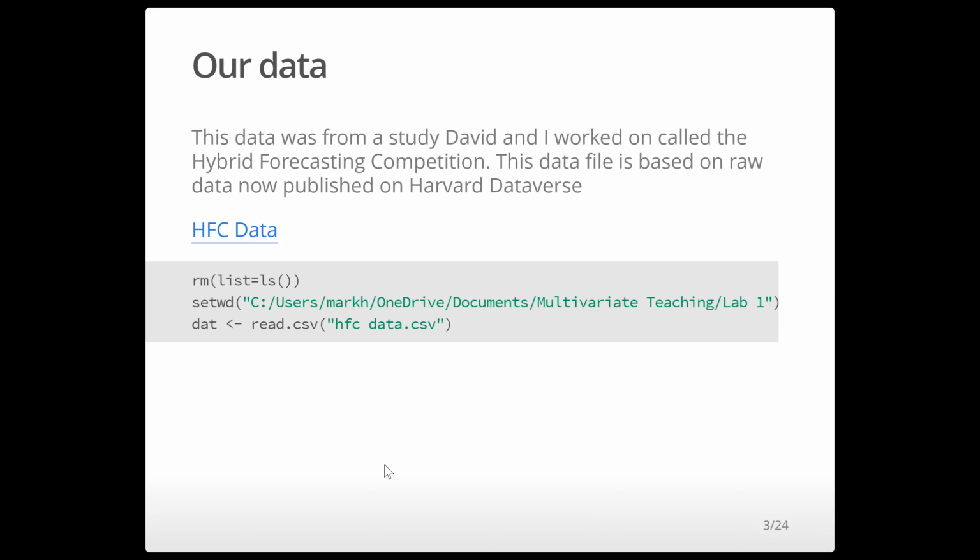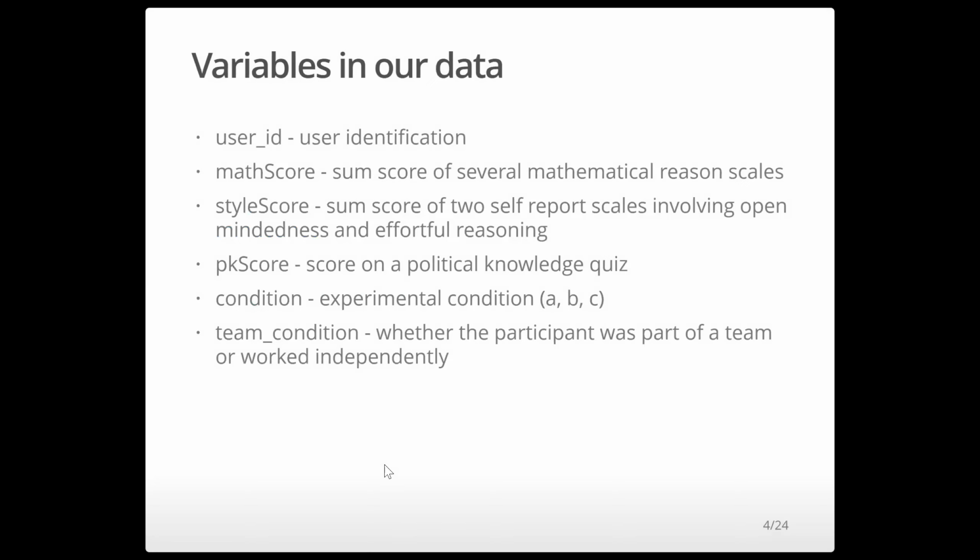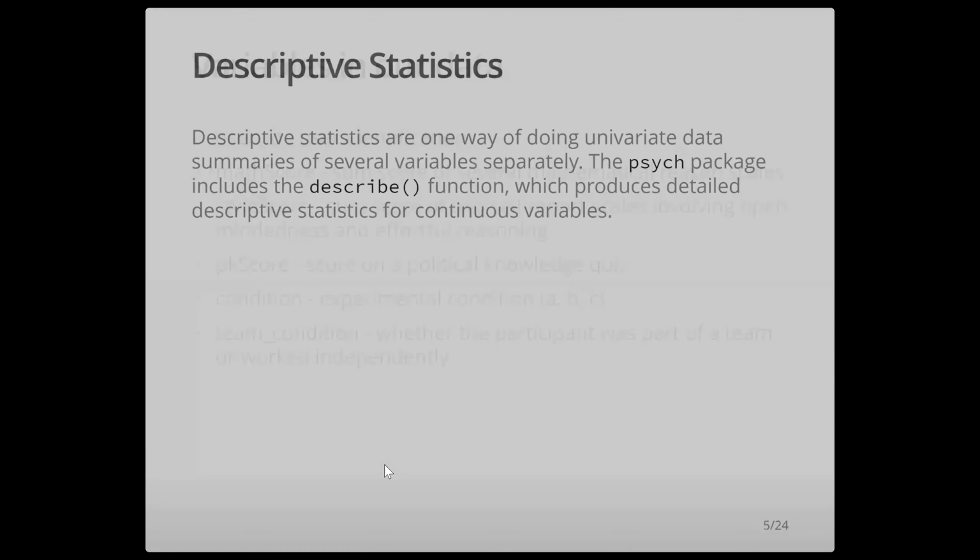Once again, I'm going to load it up the same way I have before with different data sets. The variables in this data are user ID, then a math score variable, which is a sum score of several mathematical reasoning scales, a style score variable, which is a sum score of two self-report scales involving open-mindedness and effortful reasoning, and then a PK score, which is a score on our political knowledge quiz. And then there are two experimental conditions, one which has an A, B, and C experimental condition, and another which is whether the participant was a member of a team or worked independently. Don't worry about these too much for now. We may use them later in the semester, but not during this video.